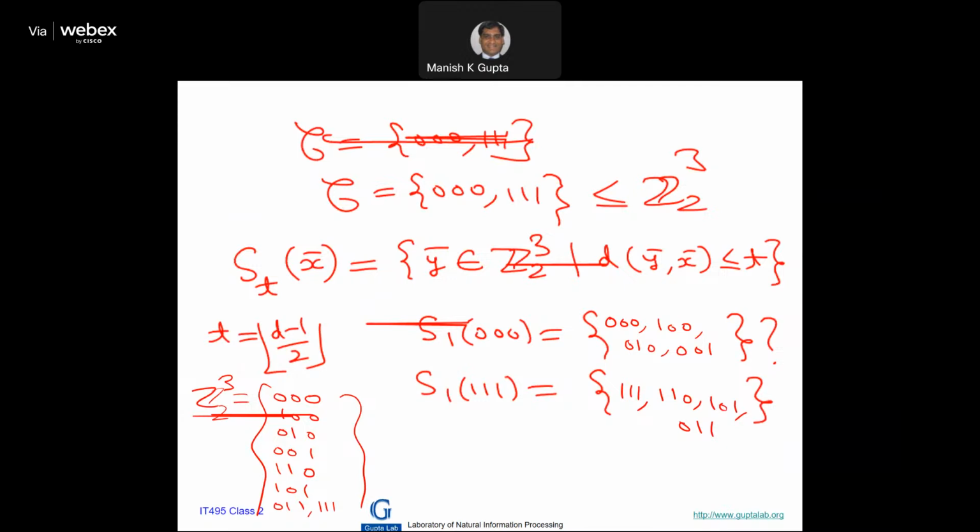Now what happens? Suppose you send 1, 1, 1. I'll show you in a very different manner how you decode. Suppose you send 1, 1, 1 and an error happened and you received 1, 1, 0. Now this 1, 1, 0 will fall into one of these spheres only. Either this or that. You see which sphere it is. 1, 1, 0 is in this sphere. So the decoding will be the center of the sphere, which is the actual vector that was sent. Right? Because all 1 bit errors from this are within this sphere only.